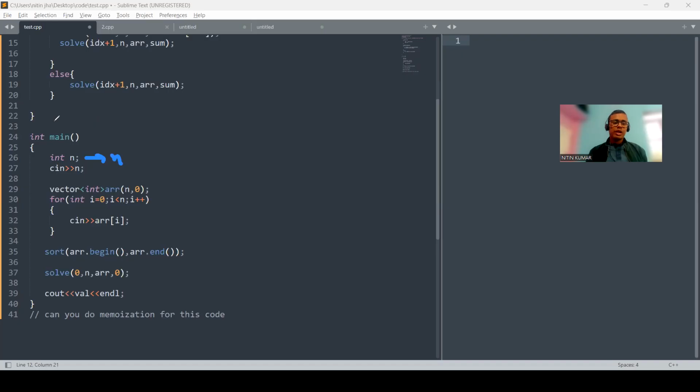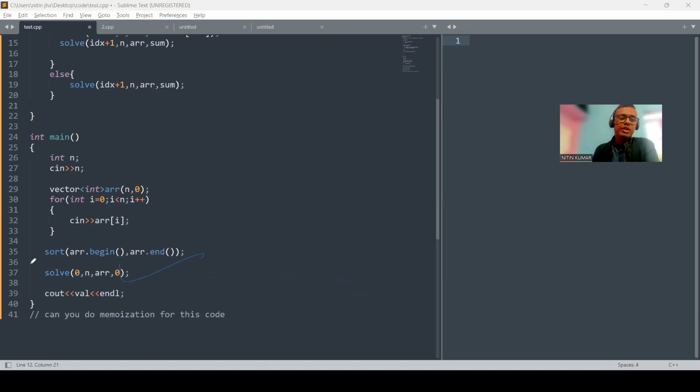Here n is taken as input, and the array of size n is taken as input. And then what I'm doing is sorting that. Why I'm sorting, I have explained to you, because this is the best thing that we can do. Now, after sorting, I am calling a recursive function. So the recursive function is being called here.